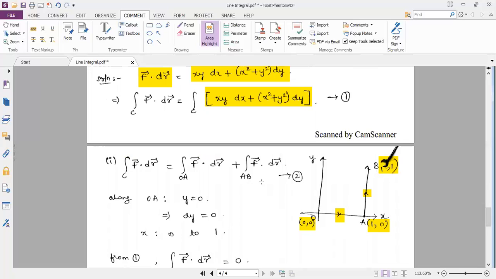We are evaluating the integral over the curve C as two different integrals. It is the integral over OA, where OA is one of the straight lines from the figure, and the integral over AB, where AB is another straight line. So we'll evaluate both these integrals and club the answers to obtain the integral over C of f dot dr. Let us call this equation 2.